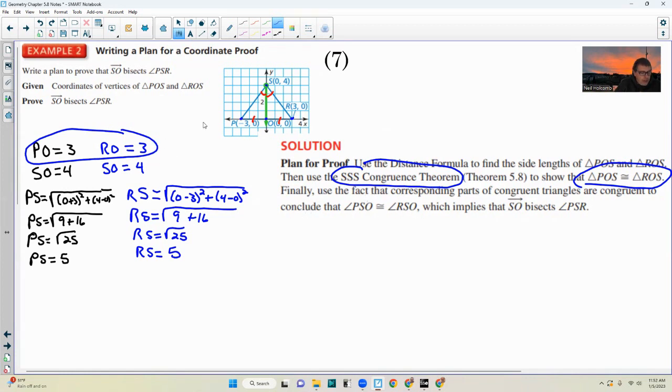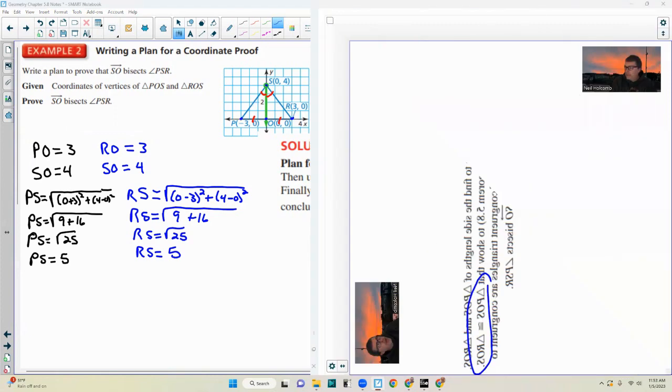Finally, oh, and we wanted to, no, that's what we're trying to find. We're trying to find that these got bisected. So if PSO is congruent to RSO, they have to be congruent by corresponding parts of congruent triangles, right? The 2 triangles are congruent by side, side, side. Then every corresponding part has to be congruent. So angle PSO and angle RSO are corresponding. So therefore they're congruent. That also implies that the ray SO did in fact bisect angle PSR. Okay, so that's how you do a proof using the coordinate plane. Now you should be able to do problem number 7.